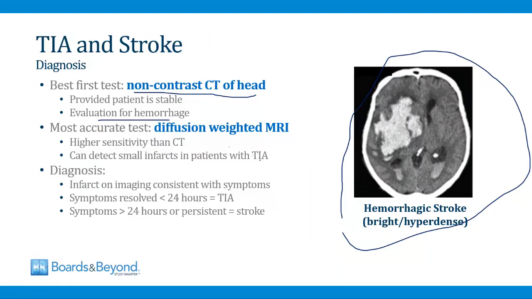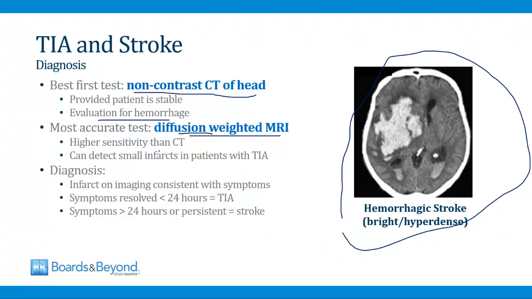The most accurate test is called diffusion-weighted MRI. Diffusion weighting is an MRI technique that is very sensitive to detecting water. And remember what I said, in ischemic strokes, there are areas of edema in the brain, and diffusion-weighted MRI can pick those up better than CT scan.